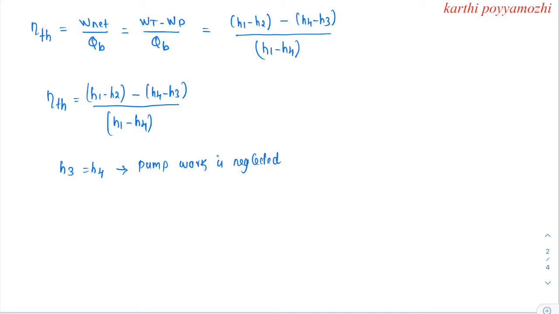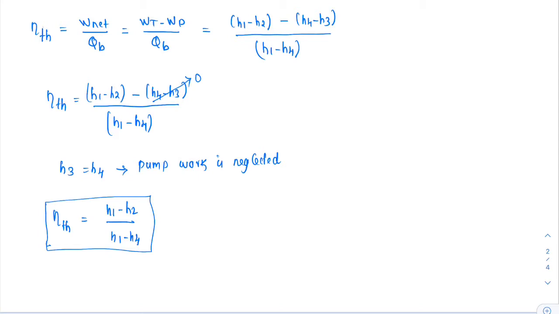Therefore, the thermal efficiency equation is given as H1 minus H2 divided by H1 minus H4, as this entire term gets neglected. So the efficiency is given by the difference in enthalpy at state points 1 and 2, divided by the difference in enthalpy at state points 1 and 4. This is considered to be the thermal efficiency of the Rankine cycle.